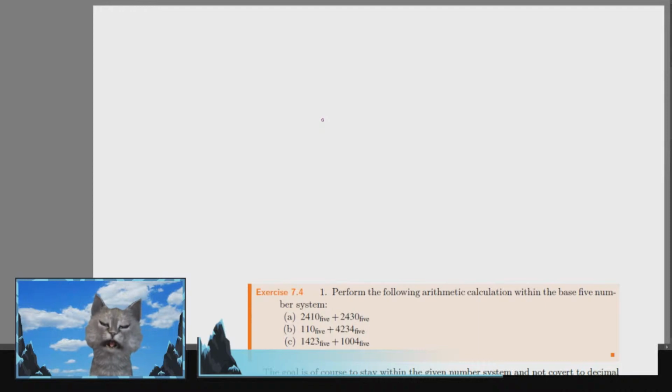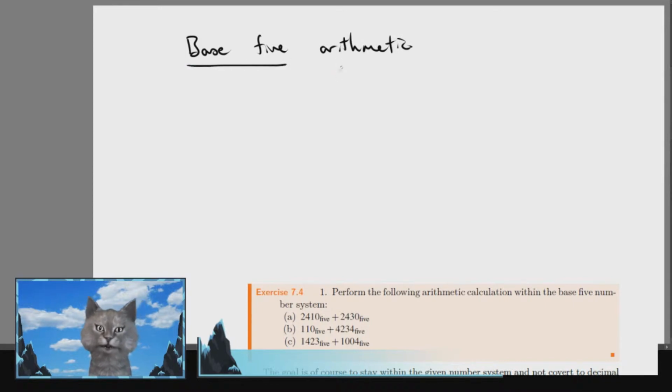To emphasize the counting in fives a little better, we are going to do base 5 arithmetic, meaning we're staying in base 5 and we're going to add and subtract some numbers. That really emphasizes that if you can do this, then you really understand the counting concept in fives. So let's have our little exercise here, exercise 7.4. Perform the following arithmetic calculation within the base 5 number system.